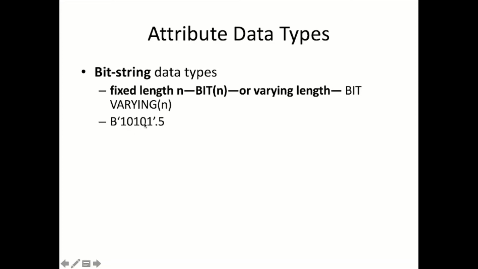Usually we will be storing the bit representation like this: B, then within single quotes 10101. We start with the letter B, which is preceded by capital B or small b, and within single quotes we write the string. So this type of bit information, if you want to store, you can use bit of n. You can ignore the point 5 here. It accidentally came into this slide when I copied it from your textbook.